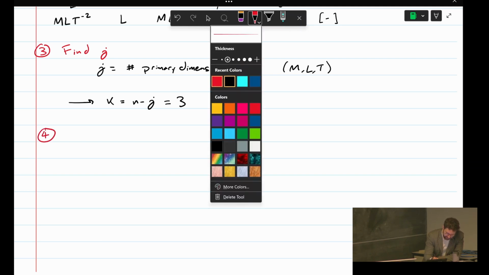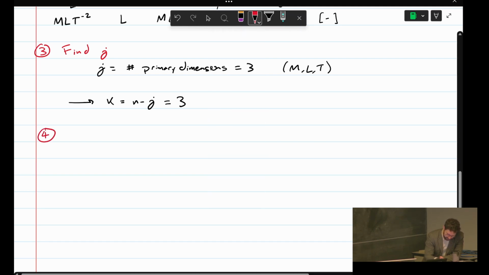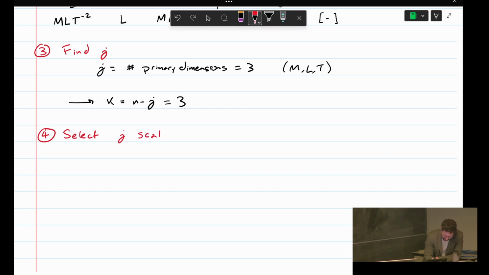Step 4 is select J scaling parameters that do not form a dimensionless group.